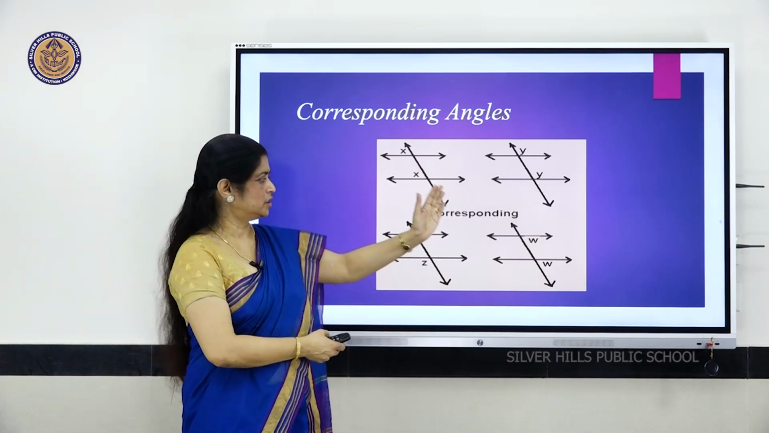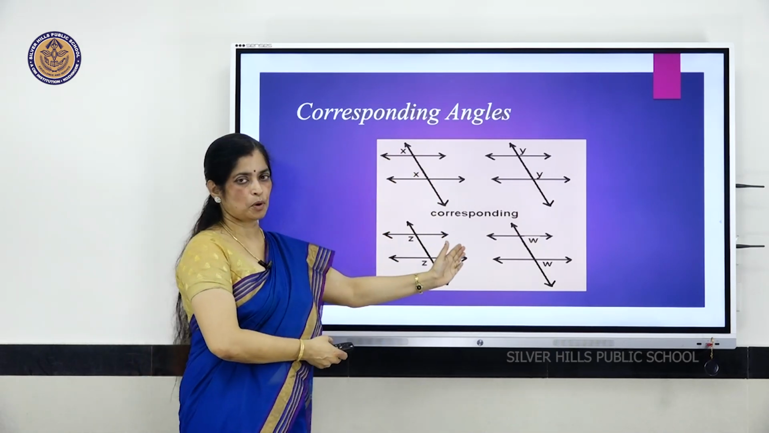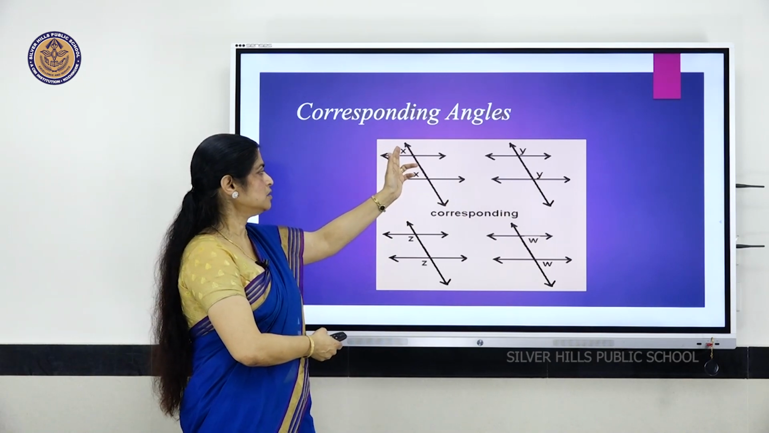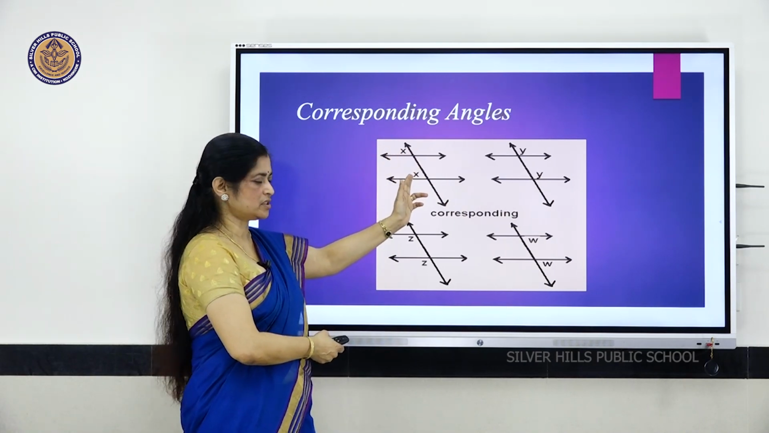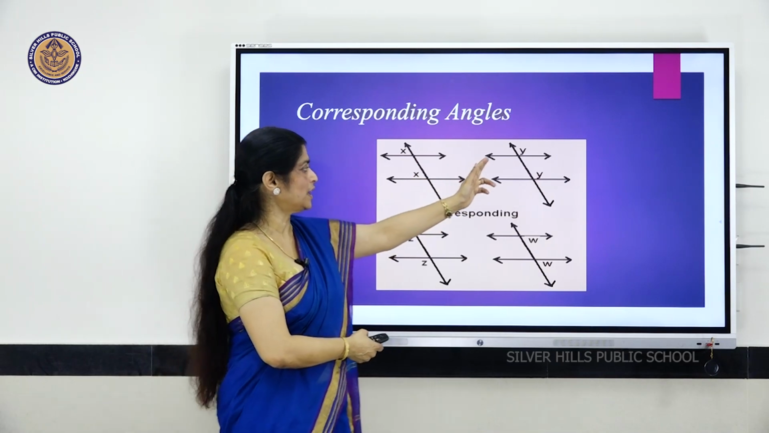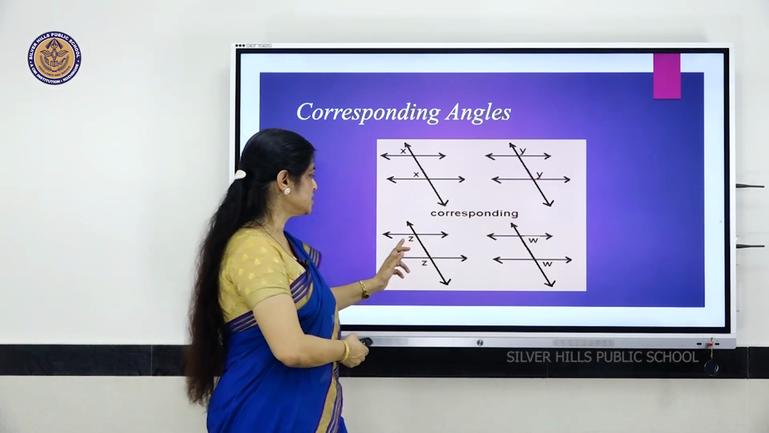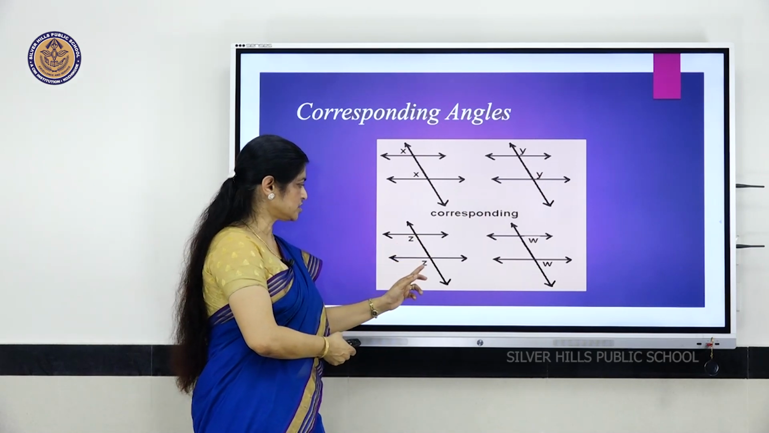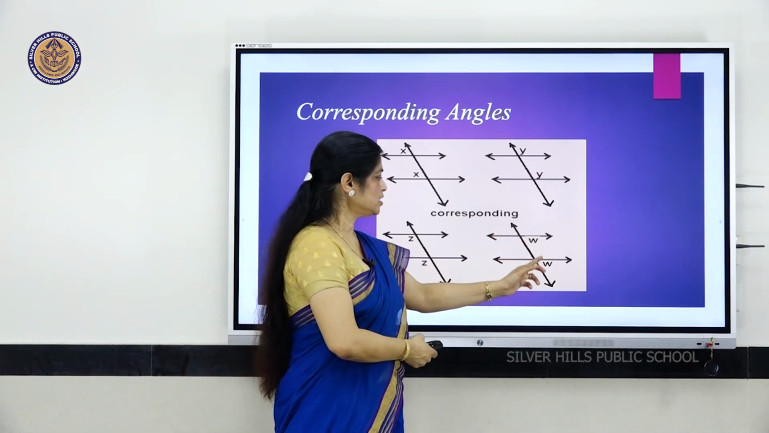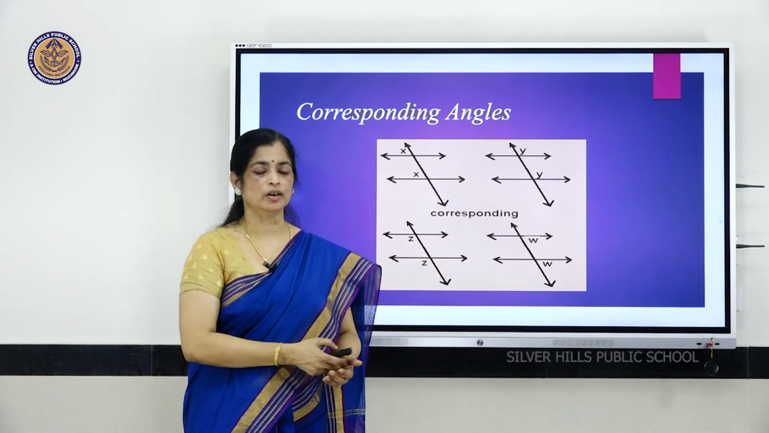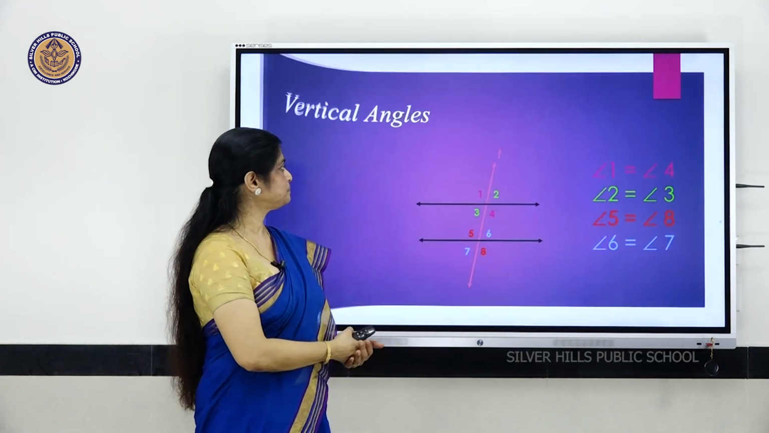To make it clear, these are the corresponding angles x and x. This x is exterior, the other x is interior angle. Similarly, one y is exterior, this y is interior. Z is interior, exterior, interior, exterior. They are the pairs of corresponding angles.